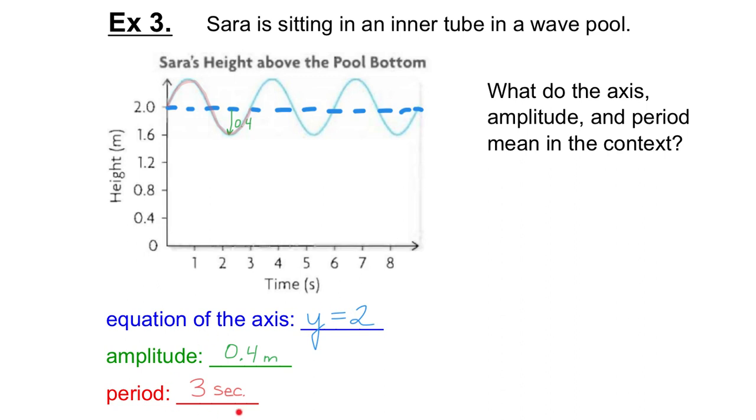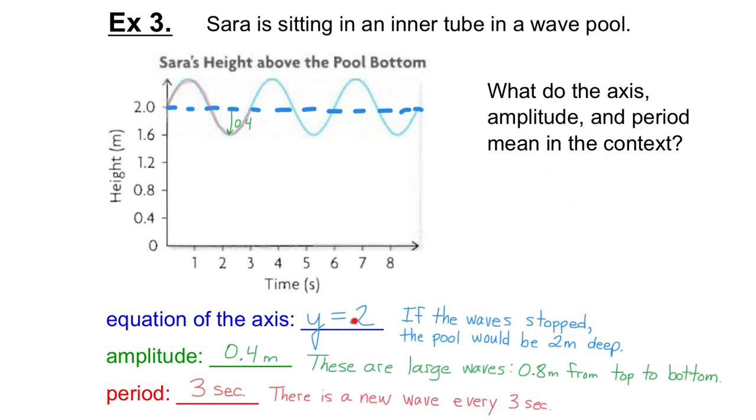Now a follow-up to this would be, what do the axis, amplitude, and period mean in the context? So we figured out what these are for the graph, but this is talking about her height above the pool bottom over time. So what do these values actually mean when we put it into the context of describing what's happening? Well, the axis of the function, y equals 2, means that if the waves just stopped, this is where she would be sitting at 2 meters above the pool's floor. So the pool is 2 meters deep.